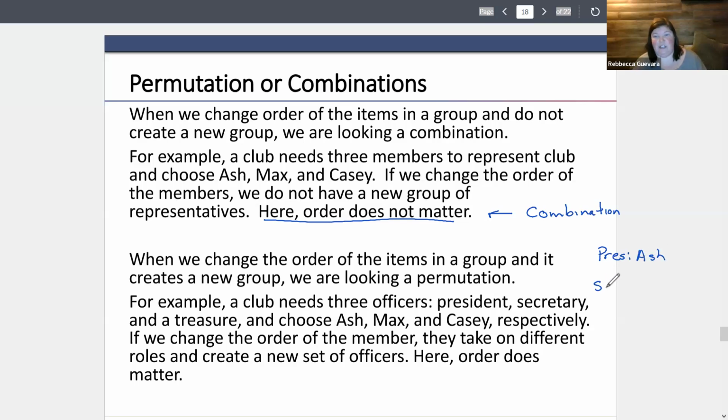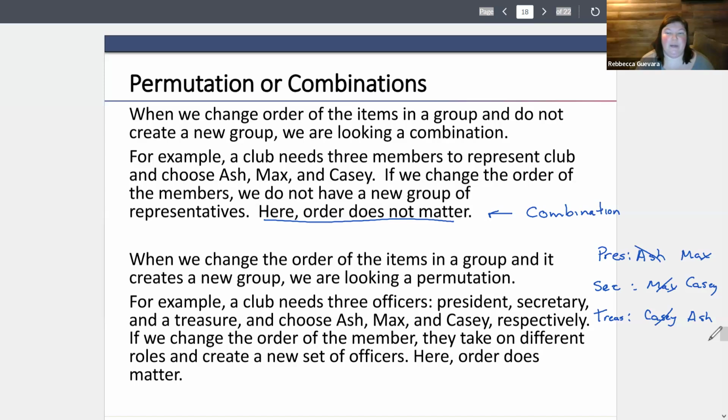That would mean that the secretary would be Max, and that we're saying that the treasurer is going to be Casey. So here order matters, because if now I say, well, no, you know what? I think Max is going to be president, Casey's going to be secretary and Ash is going to be treasurer. That is a completely new group.